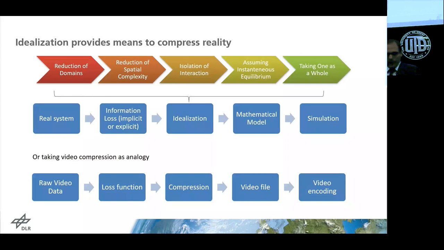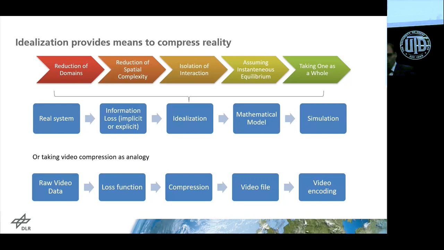If you take, for instance, video compression as an analogy, you would have the raw video data, then you would need to decide where you are willing to accept a loss. So you study human perception and say, okay, if I tolerate errors in this way, the human viewer will say that is okay for me. He will not recognize the error that I make with the compression. Then I devise the compression algorithm. I end up with a video file and have the encoding.